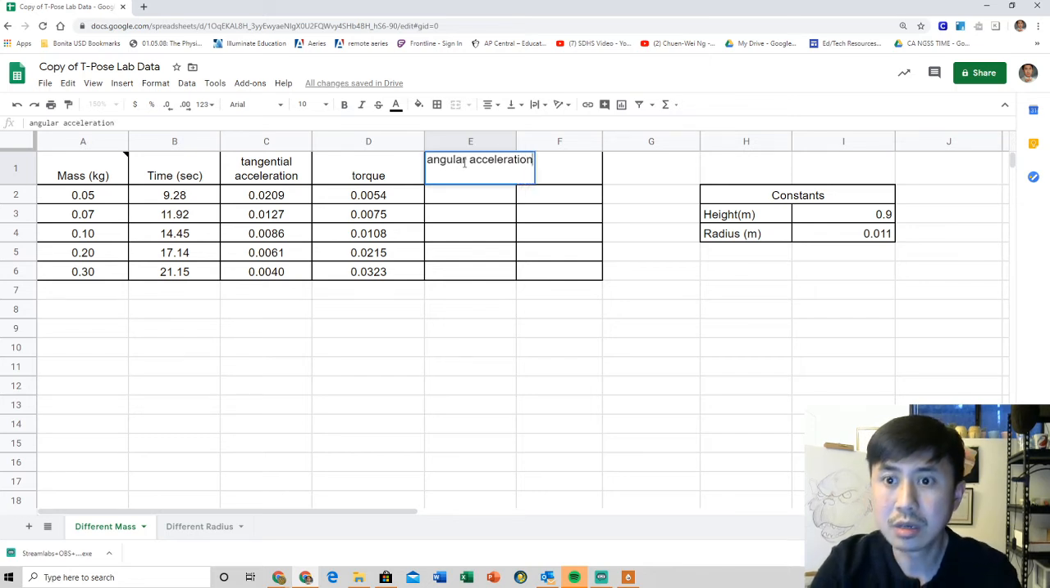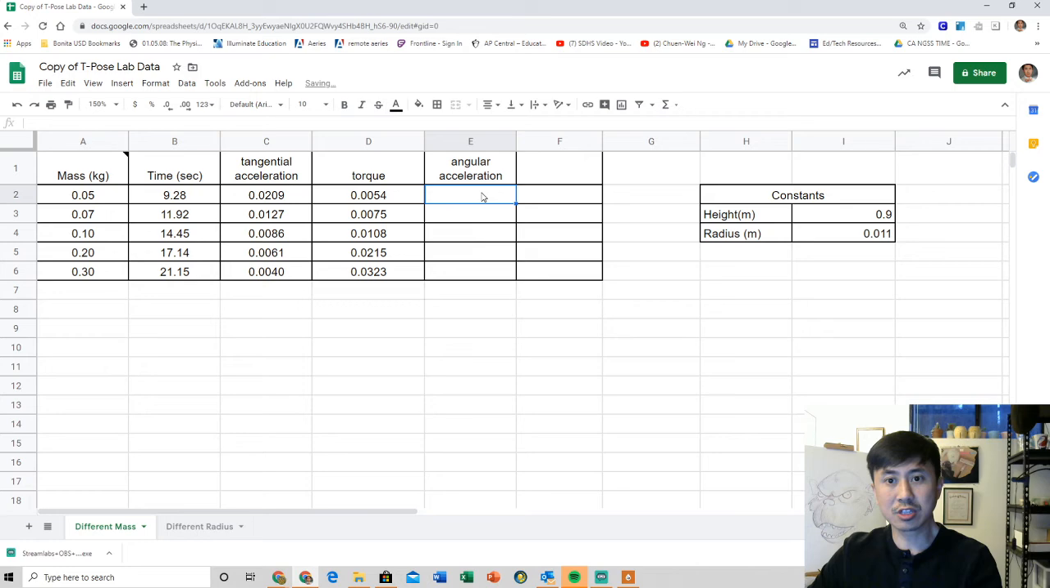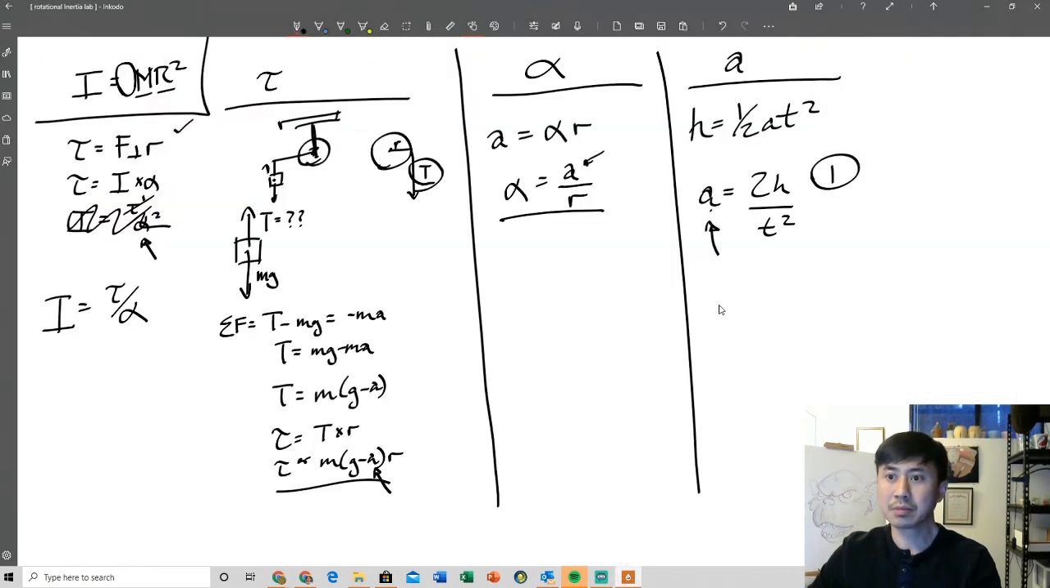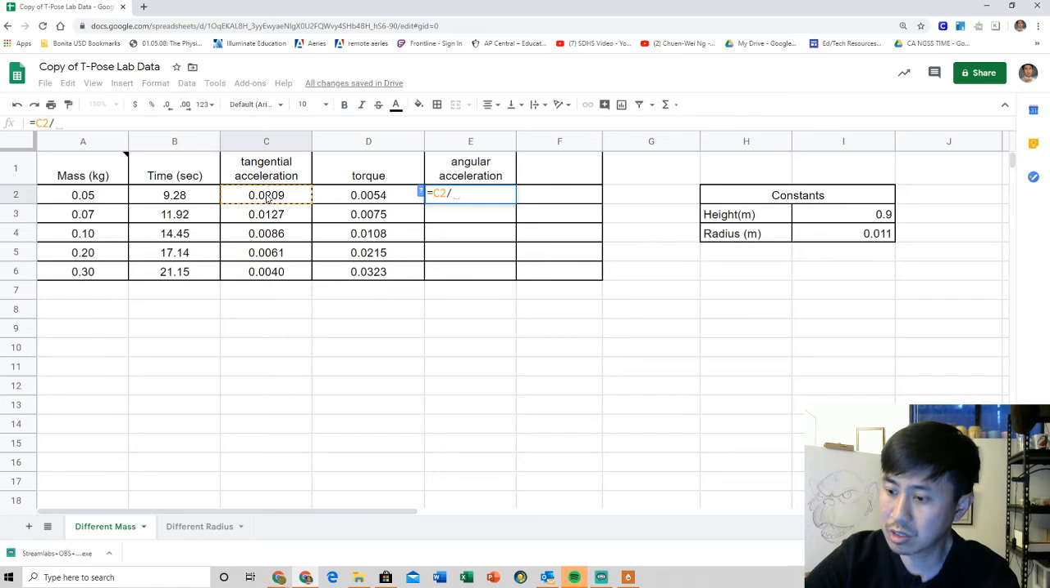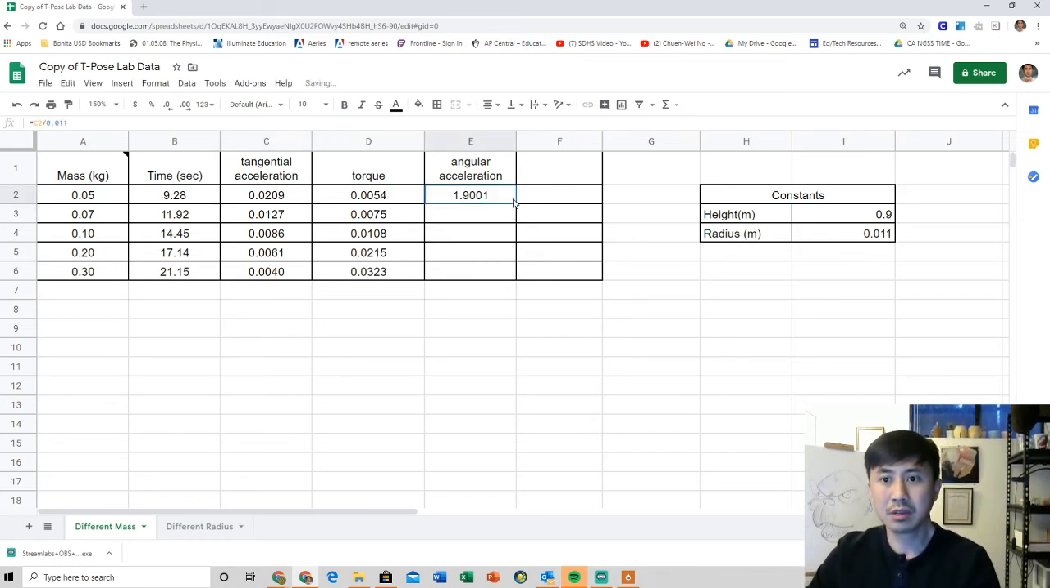Okay, my angular acceleration, let's go back to our formula. My angular acceleration is just the tangential acceleration divided by r. How easy is that? So let's go back here. That means this is equal to my tangential acceleration divided by my r, which is 0.011. Boom. I'm just gonna drag this down again.